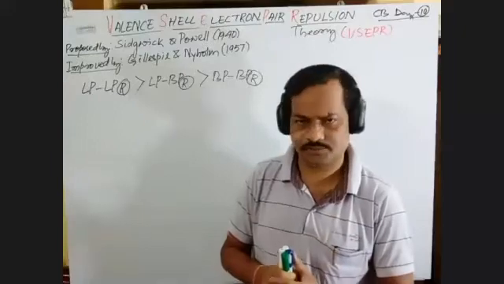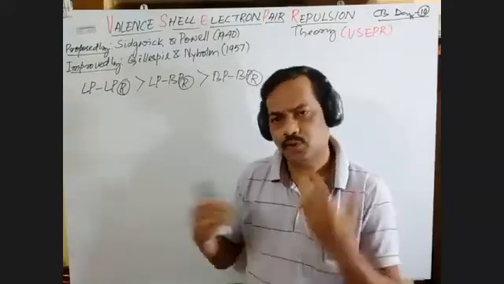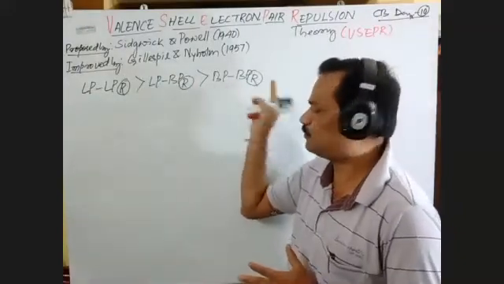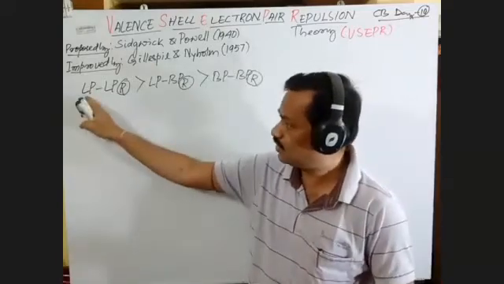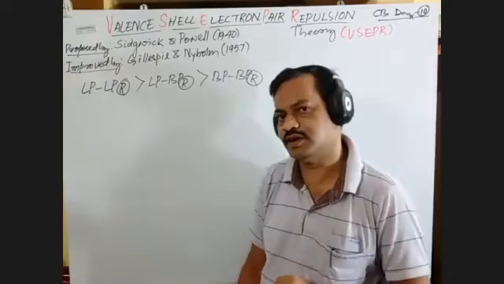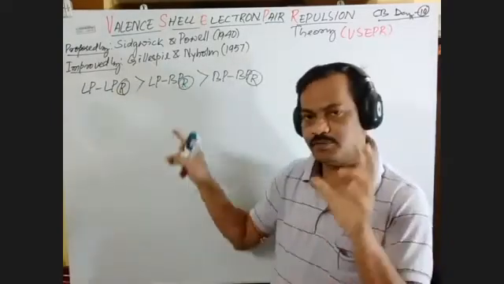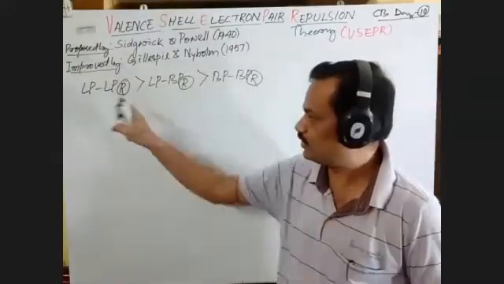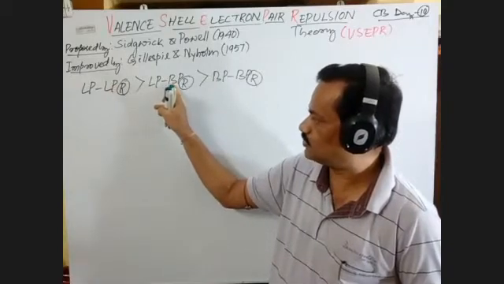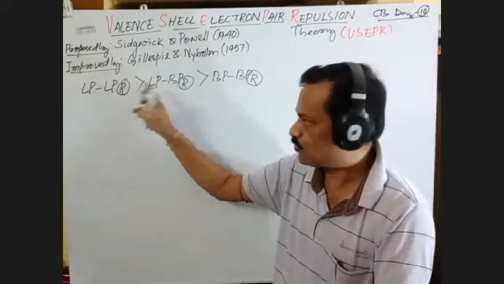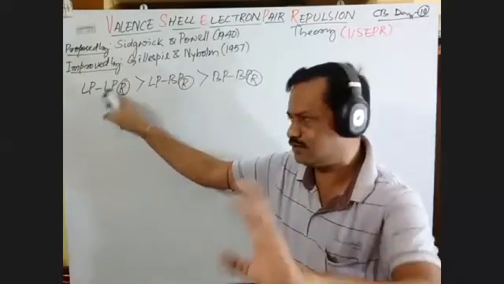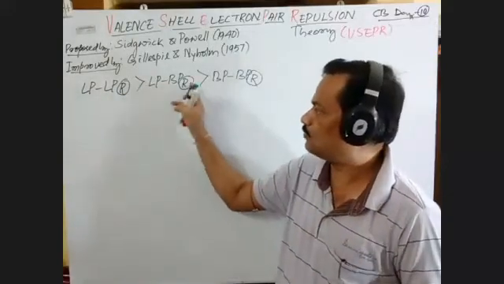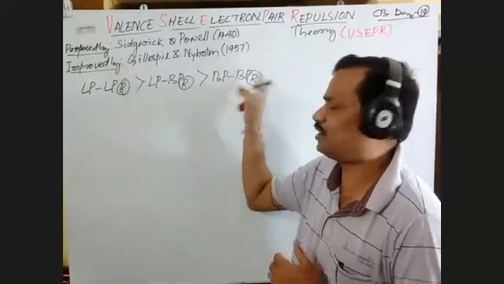It is practically observed that lone pair-lone pair repulsion is greater than lone pair-bond pair repulsion, which is greater than bond pair-bond pair repulsion. The reason is that a lone pair is attached only to the central atom, whereas a bond pair is attached to the central atom as well as the surrounding atom. So attraction is more there and repulsion is a little less.